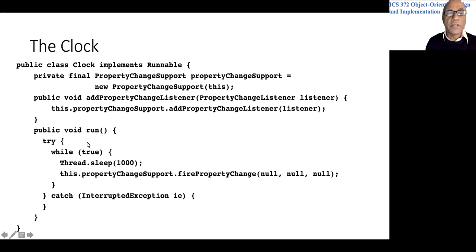The run method, as before, sleeps for 1 second and then fires the property change. The property name, old value, and new value are parameters, but they are not important here because the only property is the fact that the time has advanced by 1 second. The previous value or the new value is immaterial. So whoever is listening to the clock will get notified every second.